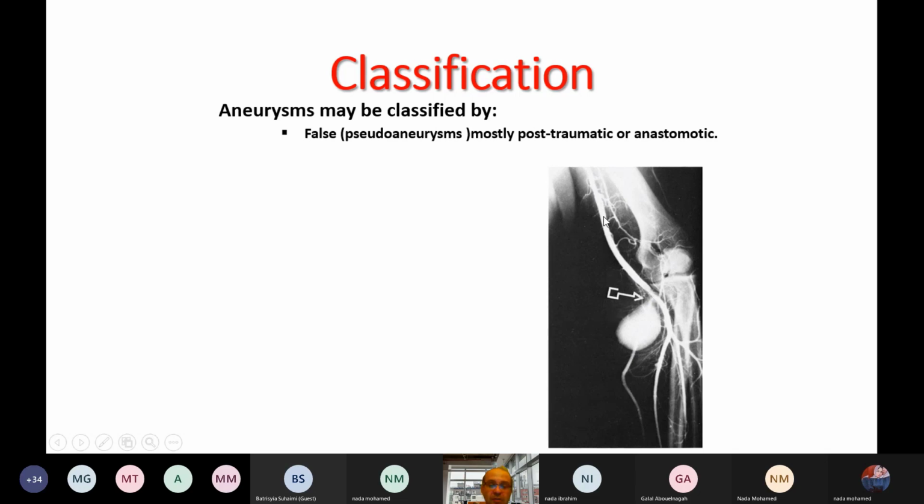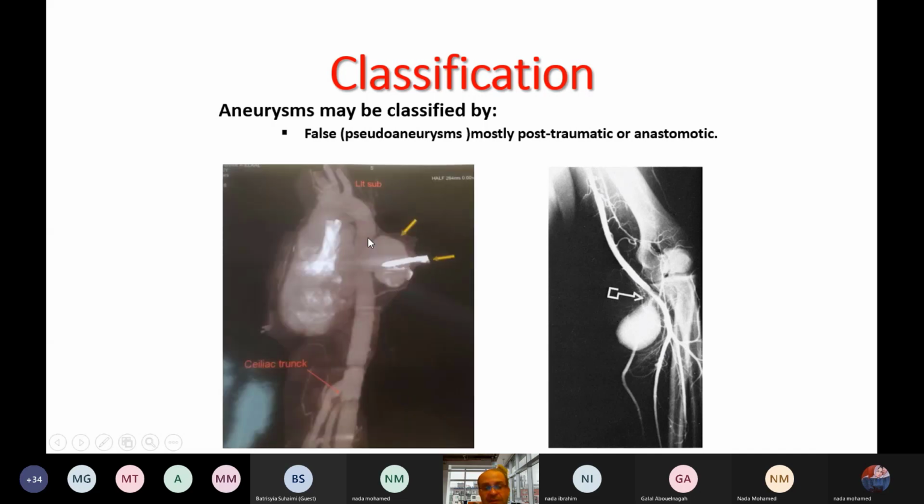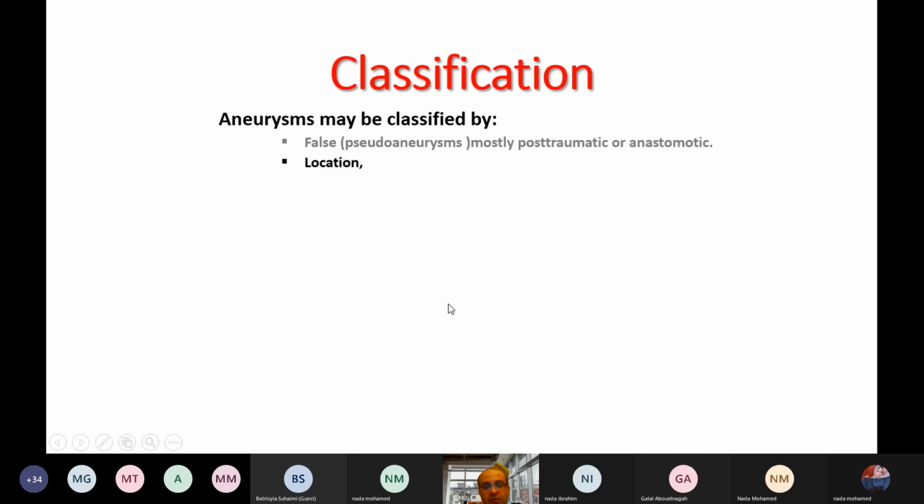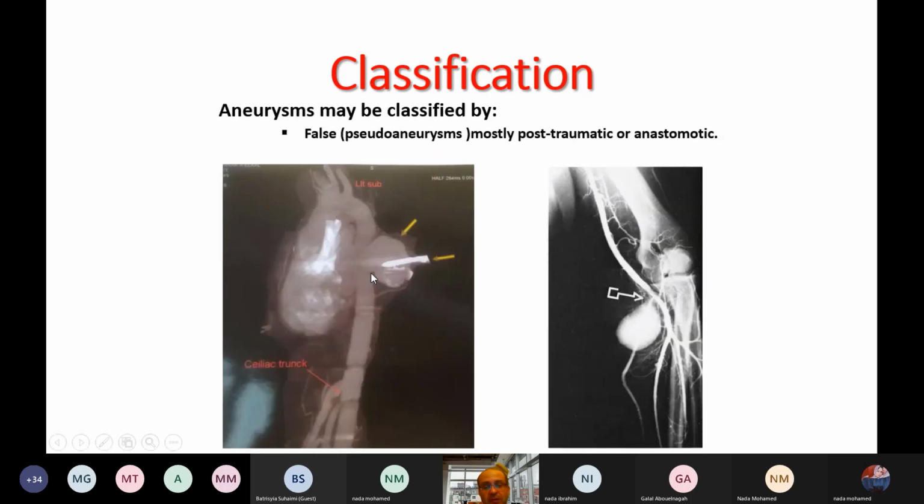Why is it pseudo? Because the supragenicular part of the popliteal artery and the infragenicular part are completely normal, just a small rent with dilatation of the artery. This is a very famous case. The patient had some sort of fixation of the dorsal spine, and during fixation by one of the nails, this touched the descending thoracic aorta, and the patient had a pseudoaneurysm of the aorta. This is the aorta. The aorta is completely normal, and there is a defect from this nail resulting in pseudoaneurysm.